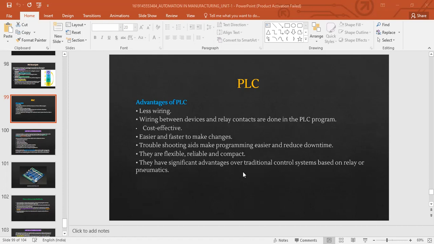Okay. So you see significant advantages over traditional control systems based on relay or pneumatics. So we had discussed all of those advantages, that they are compact, because they require very less space and connections are very easy to make. As for relays, I believe we saw a video for PLC, and in that video we saw how those relays were connected and what is the problem with using relays, right?